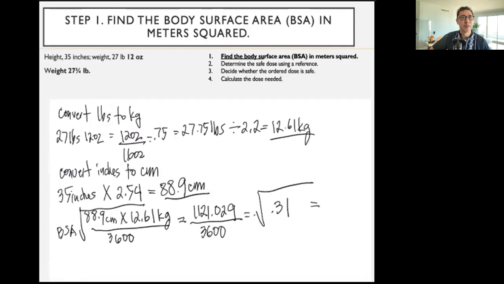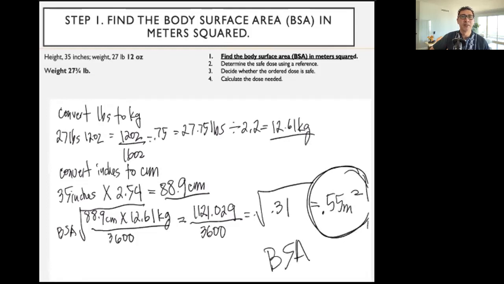0.31. Remember, I got to take the square root of that for my body surface area. And there it is, my square root. 0.55 meters squared for my body surface area. Boom, there it is. That's just step 1.